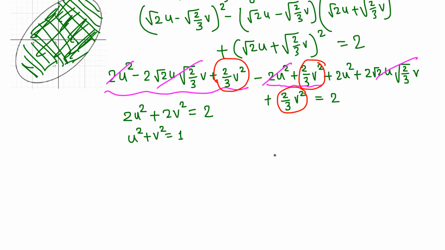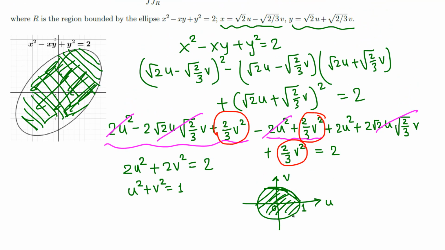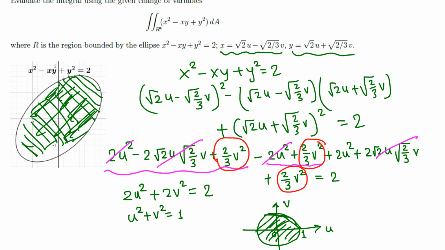So our new region is just a circle in the uv plane with radius 1. Instead of integrating on this ellipse, we are integrating on this circle. Now let's go back and write this in terms of u and v.